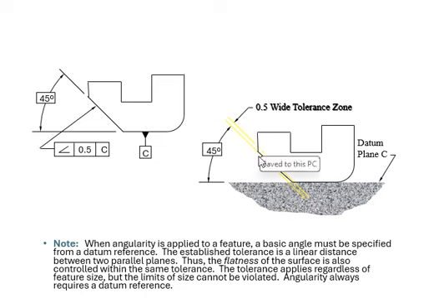All right, and don't forget, even though we are doing angularity, your flatness is also controlled by the same tolerance zone, because it is the same surface anyway. And then of course your tolerance applies regardless of the size of that feature of this part, and then your limits of size cannot be violated, your Rule 1. And for angularity, you always need a datum reference. Without that, it's impossible to do verification or measuring processes.